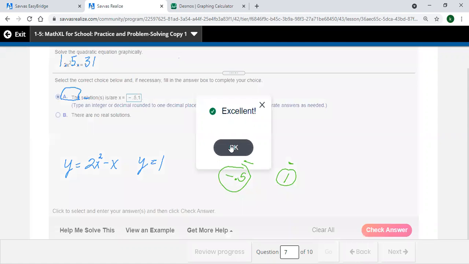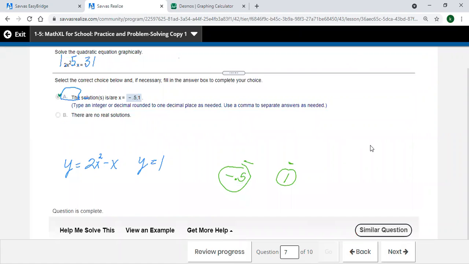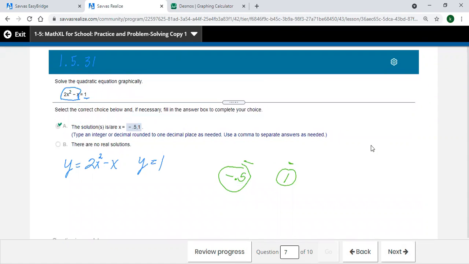All right. So love Desmos. Does all my work for me. Just have to make sure I type things in correctly.